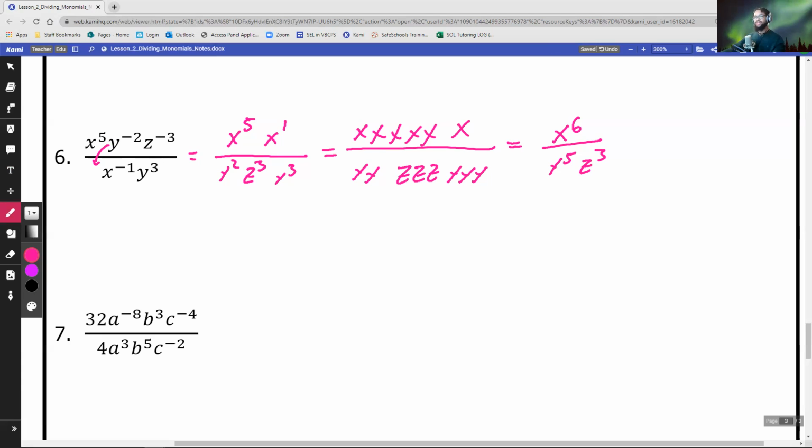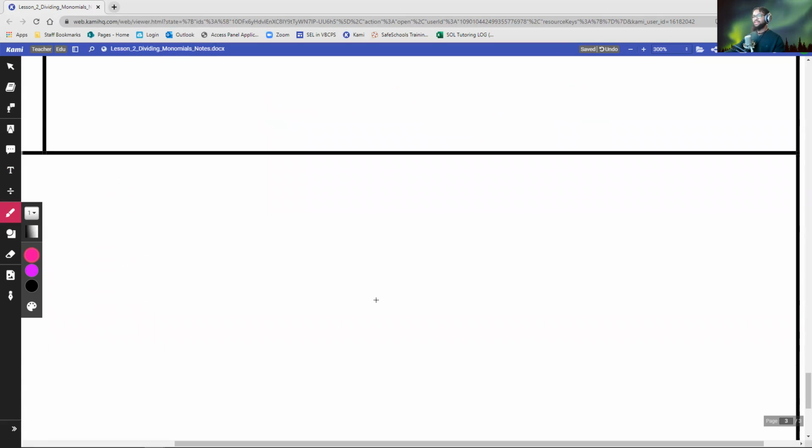You all go ahead and try number 7. And remember, when you're dividing numbers, those things still function as regular numbers. So this 32 over 4, you're still going to divide 32 by 4, all right? And then number 8 is there.